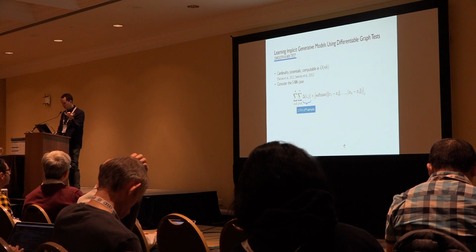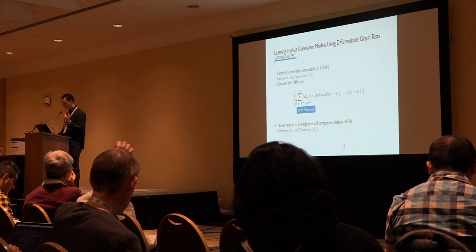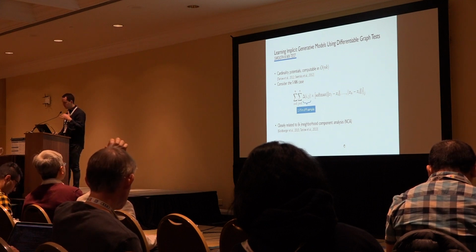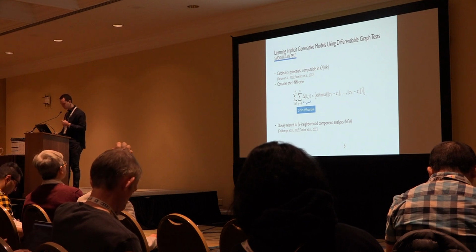For those of you that might have noticed, this is very related to neighborhood component analysis, which is used to learn embeddings. So the Friedman-Rafsky test is more complicated, but you can also do it in cubic time if you do it naively, or in square time if you use a fast Laplacian solver.